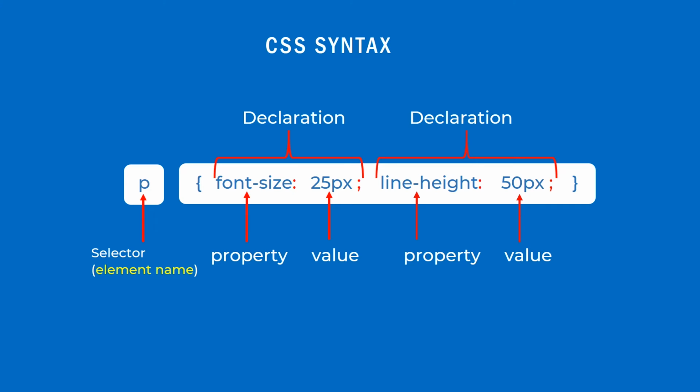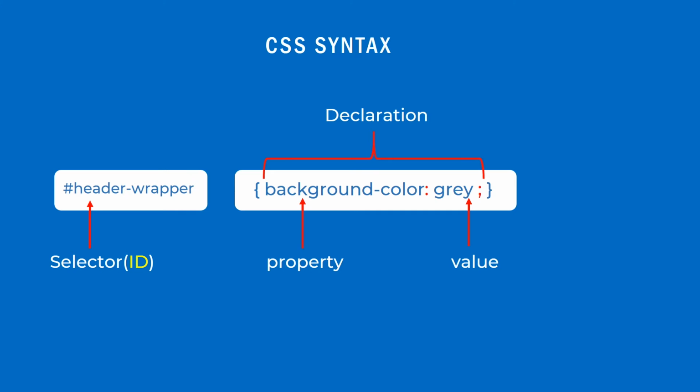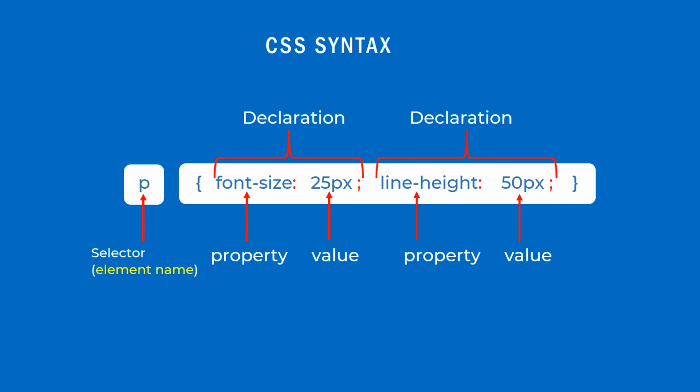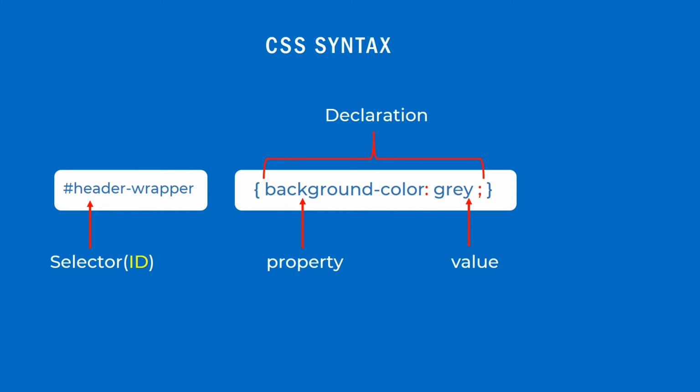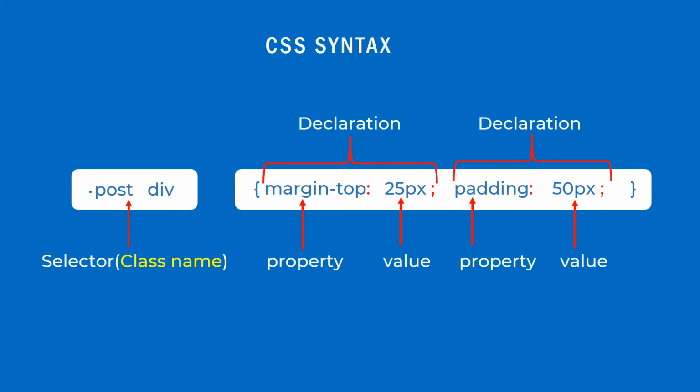All I'm trying to say is select all p tags in my HTML page and give them a font size of 25 pixels and a line height of 50 pixels. My second illustration also means give the header ID wrapper a gray background. In my third illustration, all I'm trying to say is give a margin top of 25 pixels and a padding of 50 pixels to all the div tags within my post class.